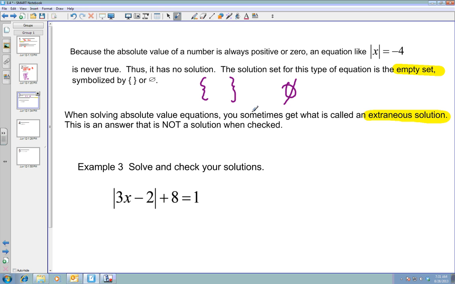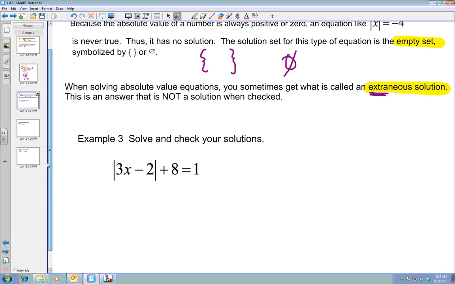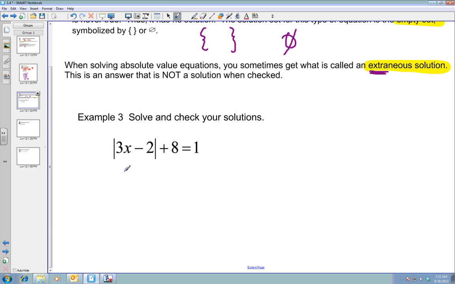The other thing when solving absolute value equations, you sometimes get what is called extraneous solutions. See this word extra? Extraneous solutions means you have an extra answer that doesn't work. So that's why when solving absolute value equations, you have to check your solutions. And I know you're not going to like that, but it has to be done because you're going to get extra answers that really don't work.